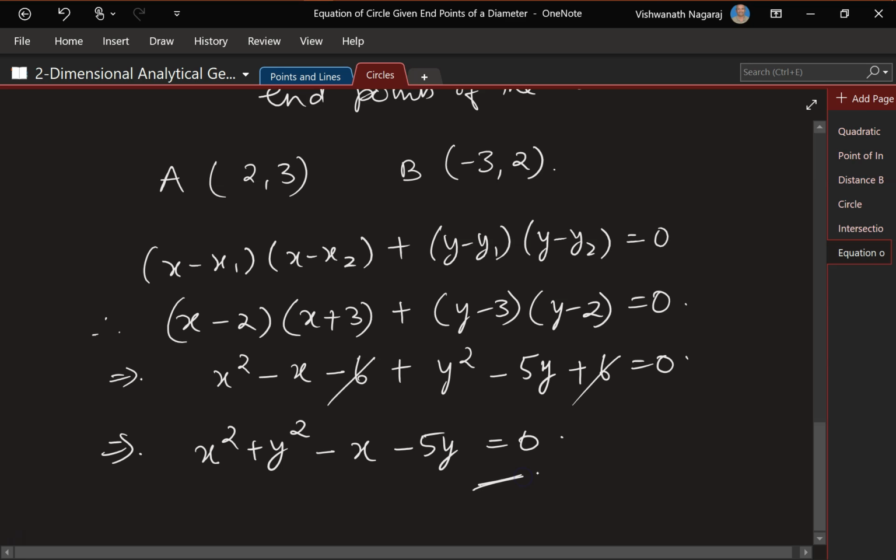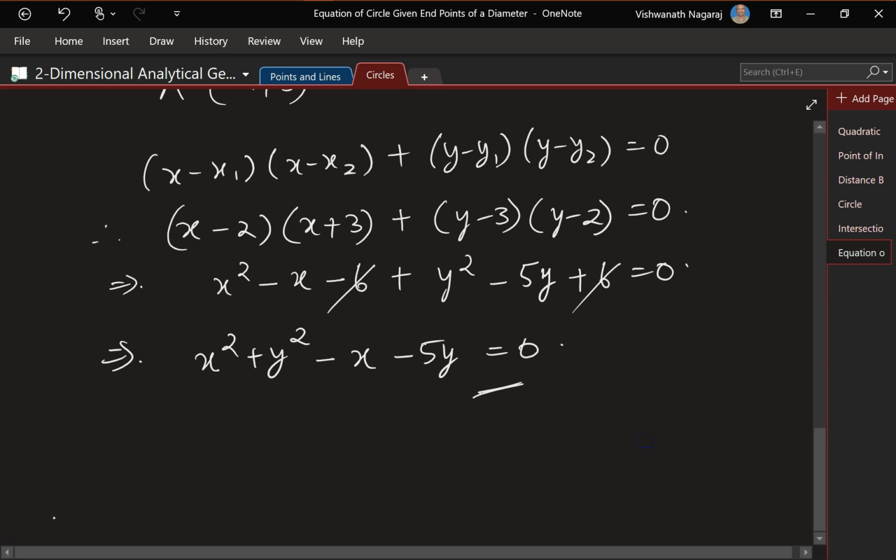So that's the equation of the circle with the endpoints of the diameter being at (2, 3) and (-3, 2). That's it.